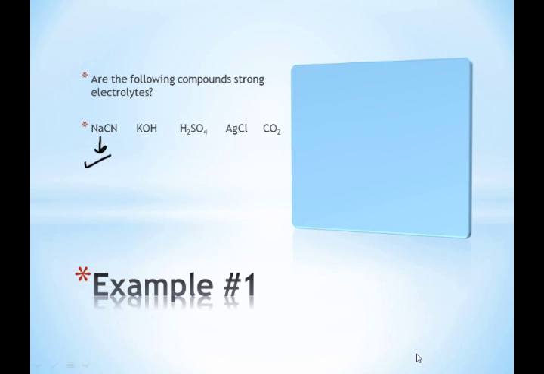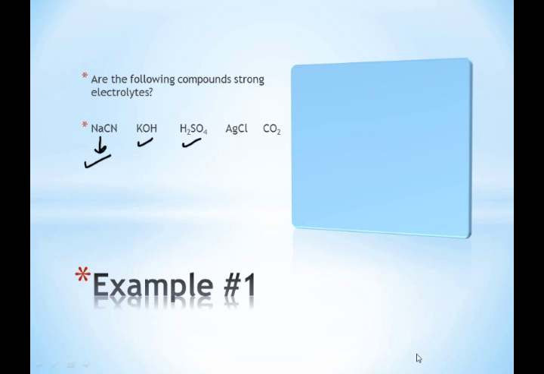Potassium hydroxide is a strong base. We do have to have memorized the strong bases and the strong acids. Good news about knowing those is that everybody else is weak. Potassium hydroxide is a strong base, so it is also a strong electrolyte. H2SO4 is sulfuric acid. It's a strong acid, so it's a strong electrolyte.